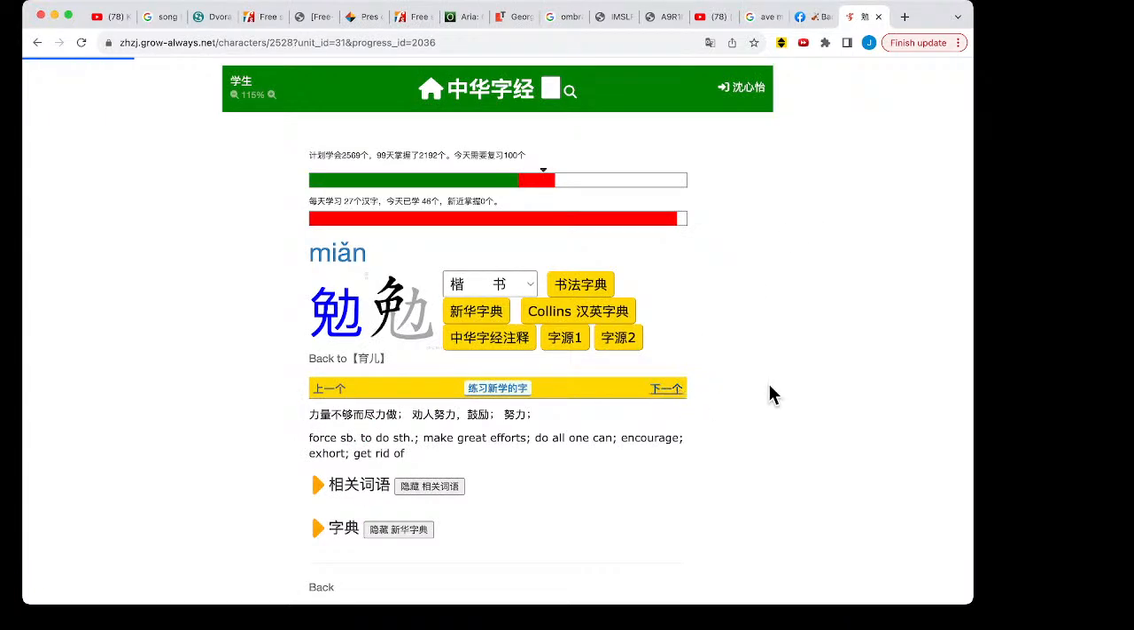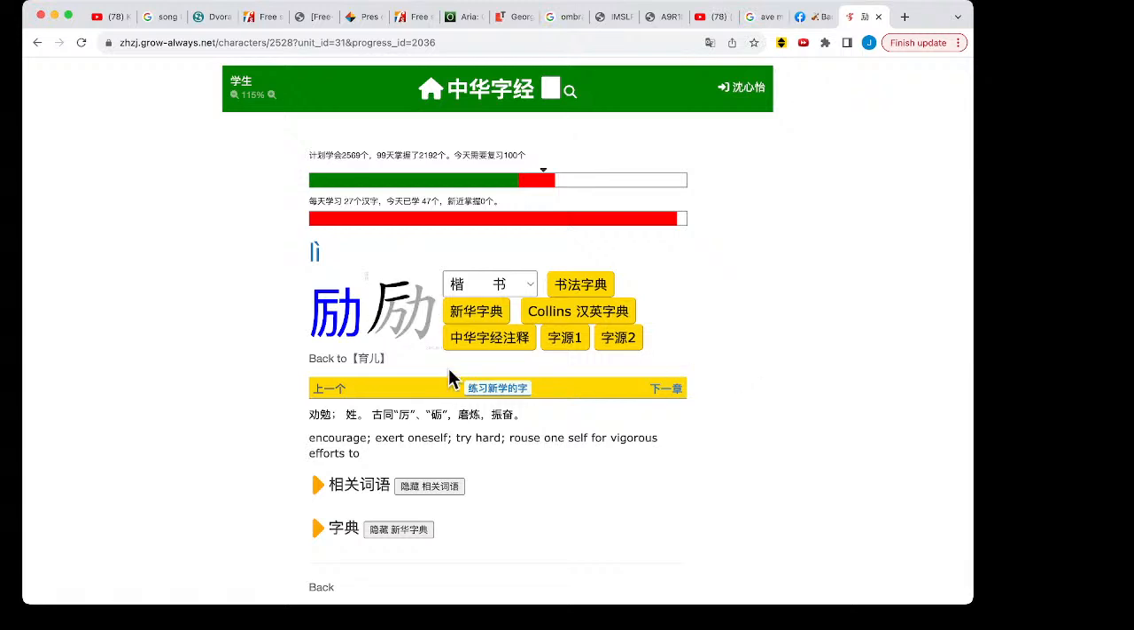Next one. 励. 励 means encourage, or exert oneself, try very hard, and kind of arouse someone's spirit and go do things, go fight, go make a great effort. It's called 励. The common word is 励志. That means invigorating someone's spirit in order to do great things. Called 励志.